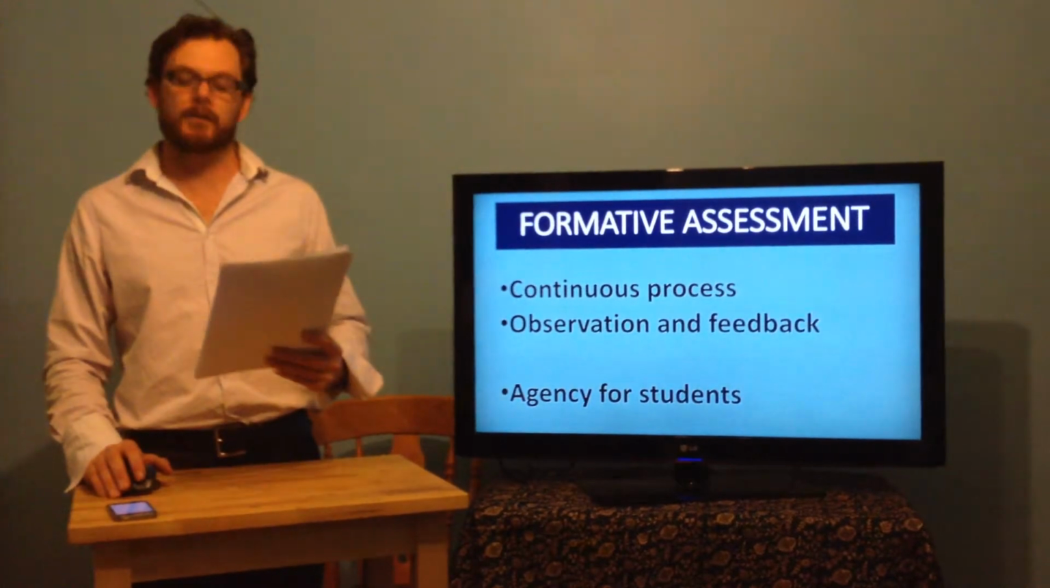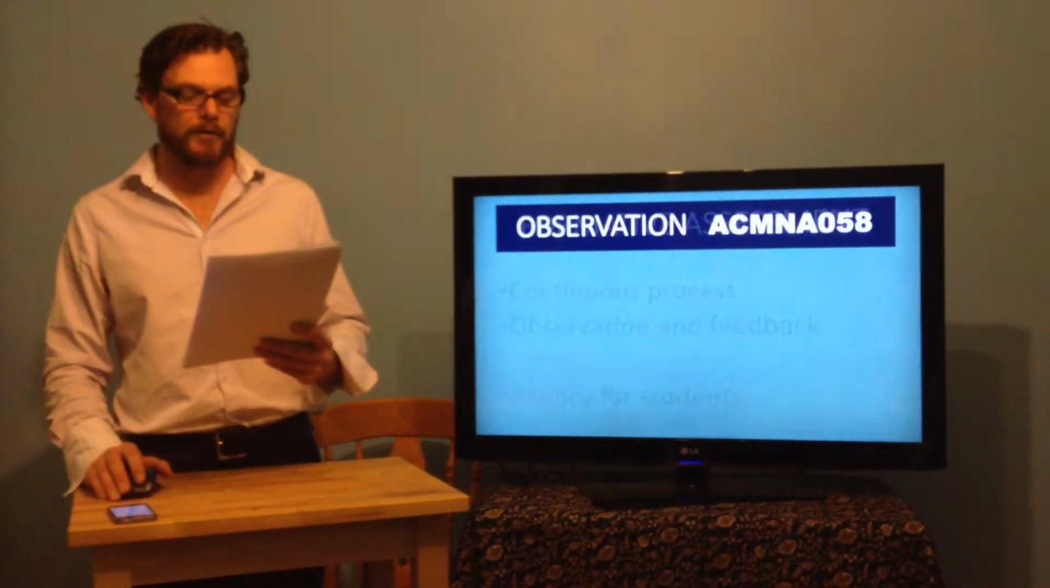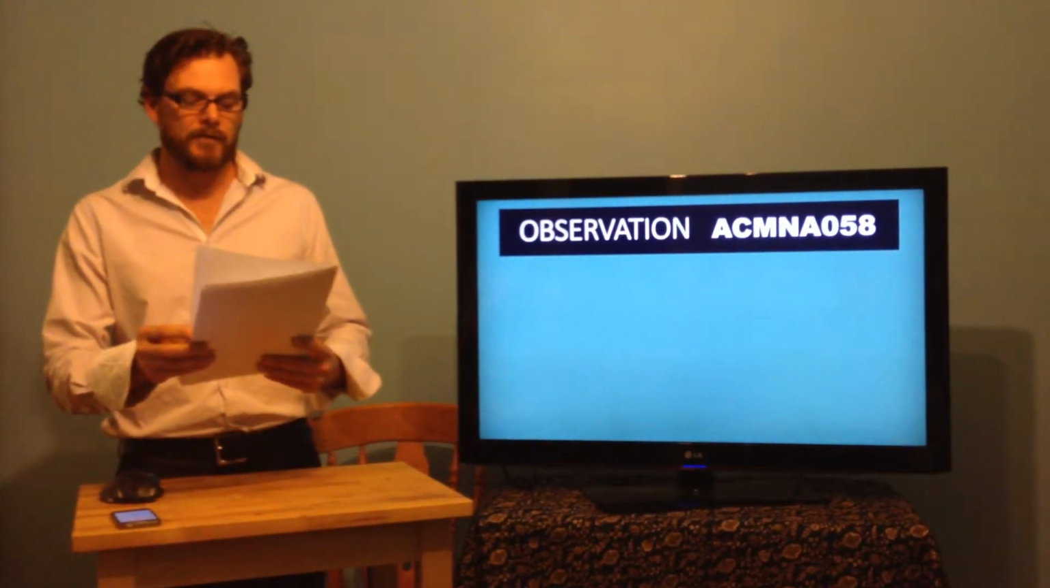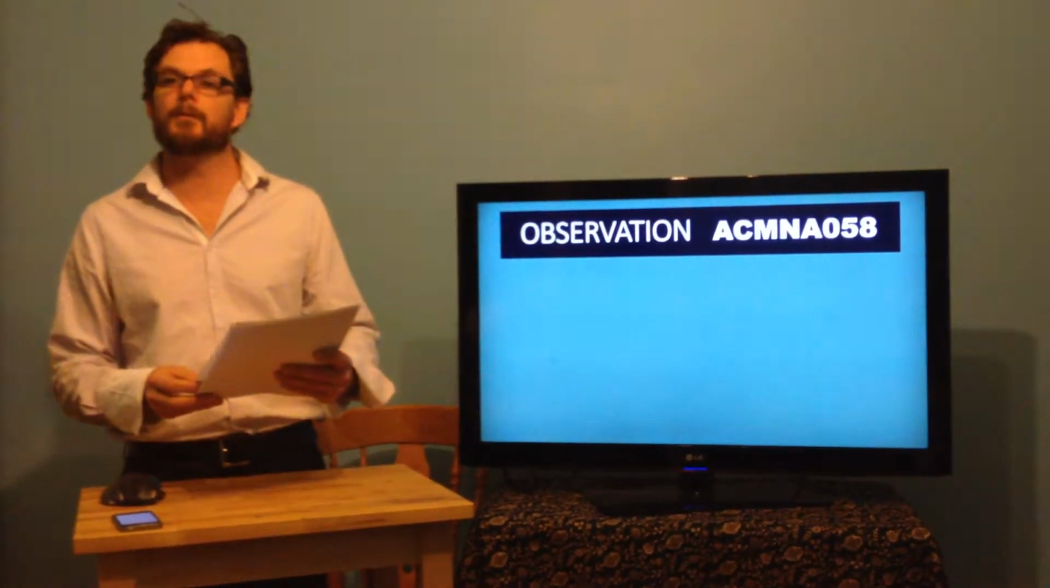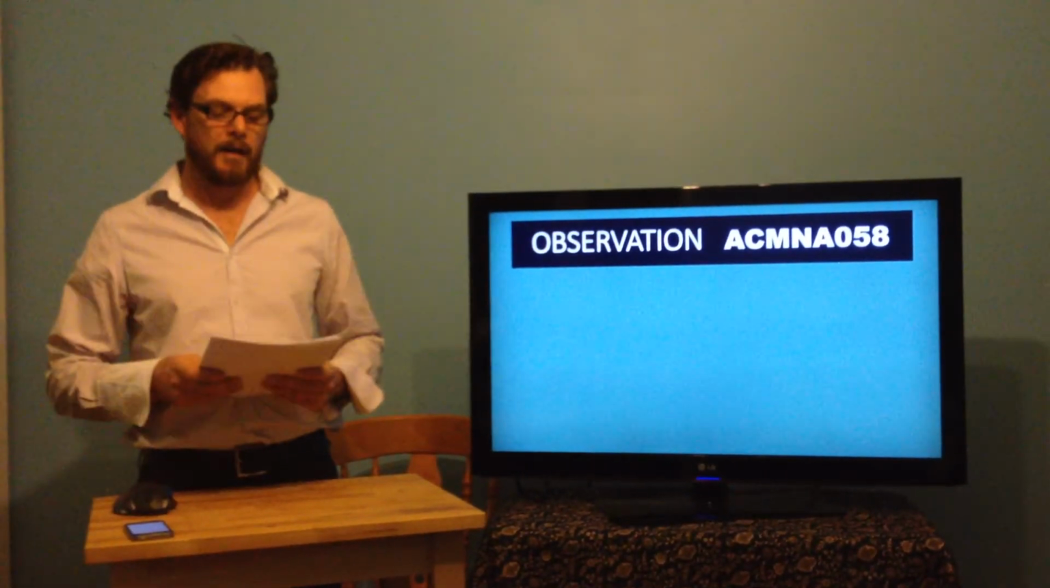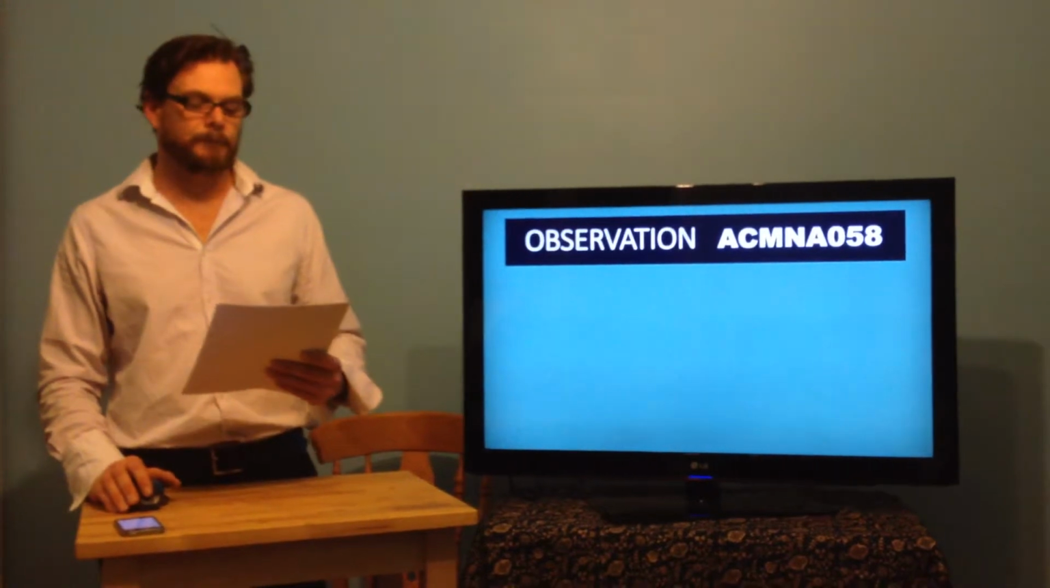Formative assessment is a continuous process of diagnostic observation and teacher feedback that seeks to provide students with agency, so the teacher and student together can make decisions about attaining the skills and knowledge needed to develop mathematical understanding, as the following examples will show.